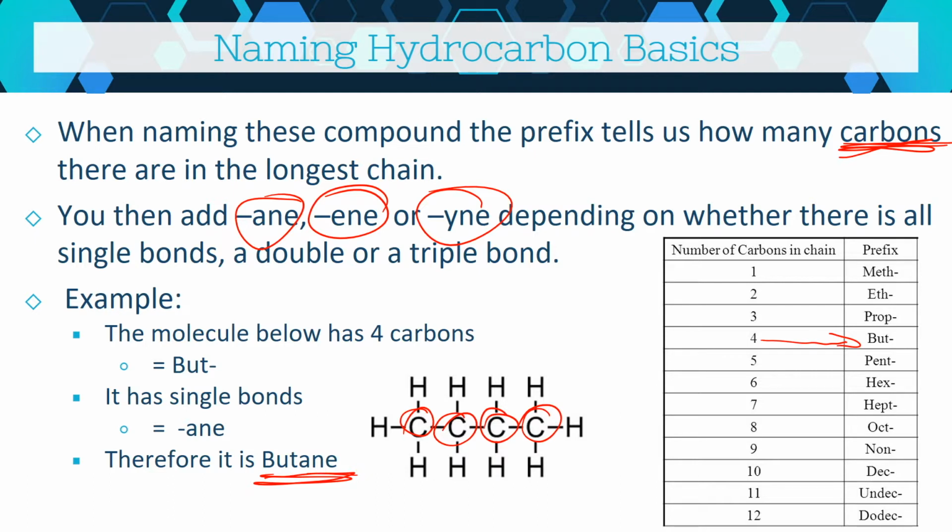So 1 is meth, 2 is eth, 3 is prop, 4 is bute, then goes 5 pent, 6 hex, 7 hept, 8 oct, 9 non, 10 dec. If you were doing 11, it would be undec, 12 would be dodec. So from 5 onwards, it makes sense with what we'd use for like a shape and that sort of thing, but 1 to 4 is a bit odd. So we tend to say 1 to 4 is meth, eth, prop, bute. All right, so that is how you name them. So you've got a prefix and a suffix there.